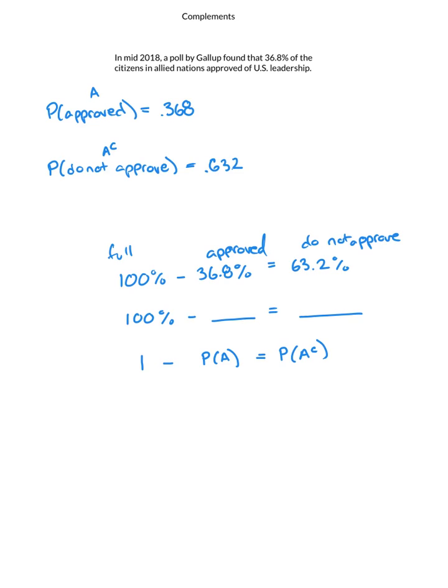So once again, if I take 1 minus 0.368, I'd get 0.632 out. So this is our first little formula here. And it tells us once again that if I want the probability of the complement, I take 1 minus the probability of the original, and it'll give me the complement out.